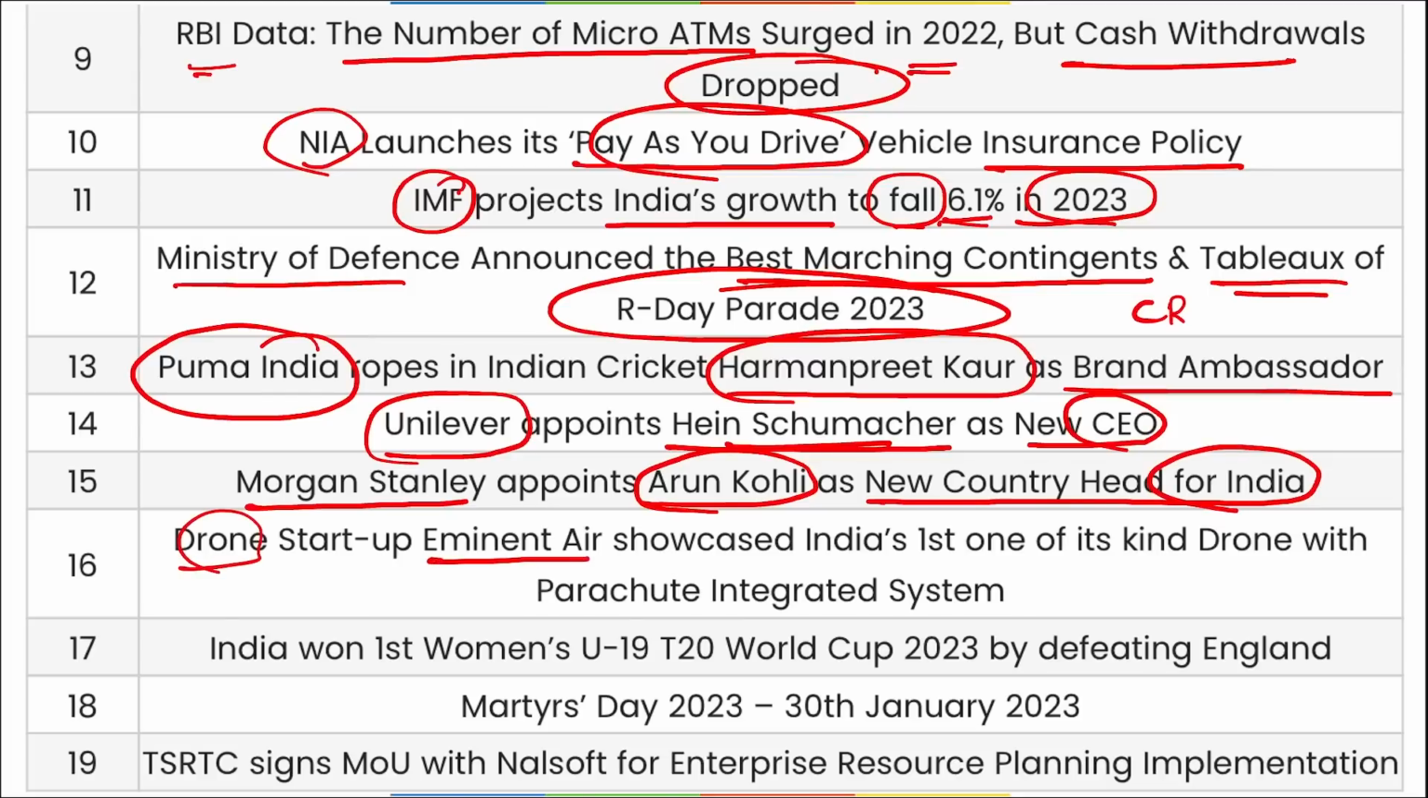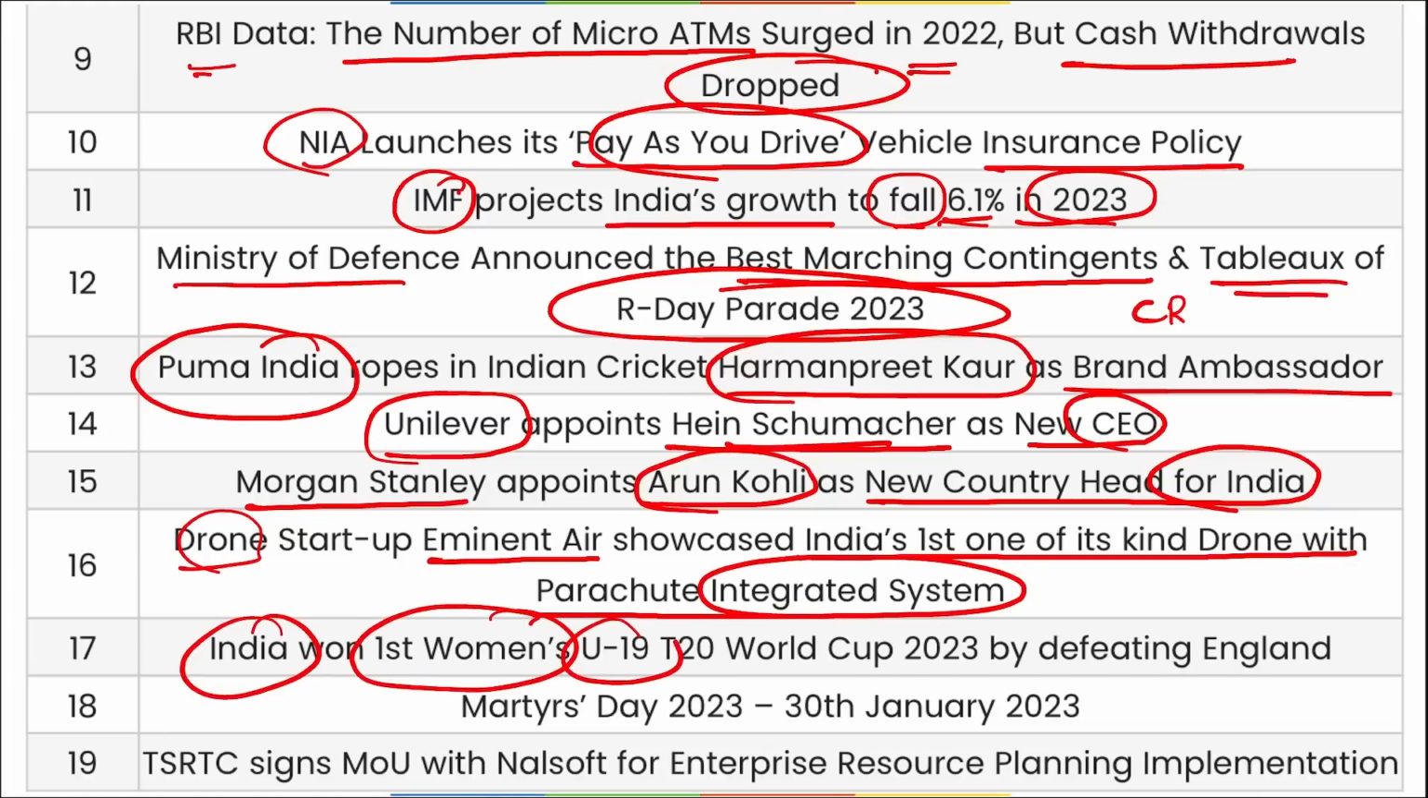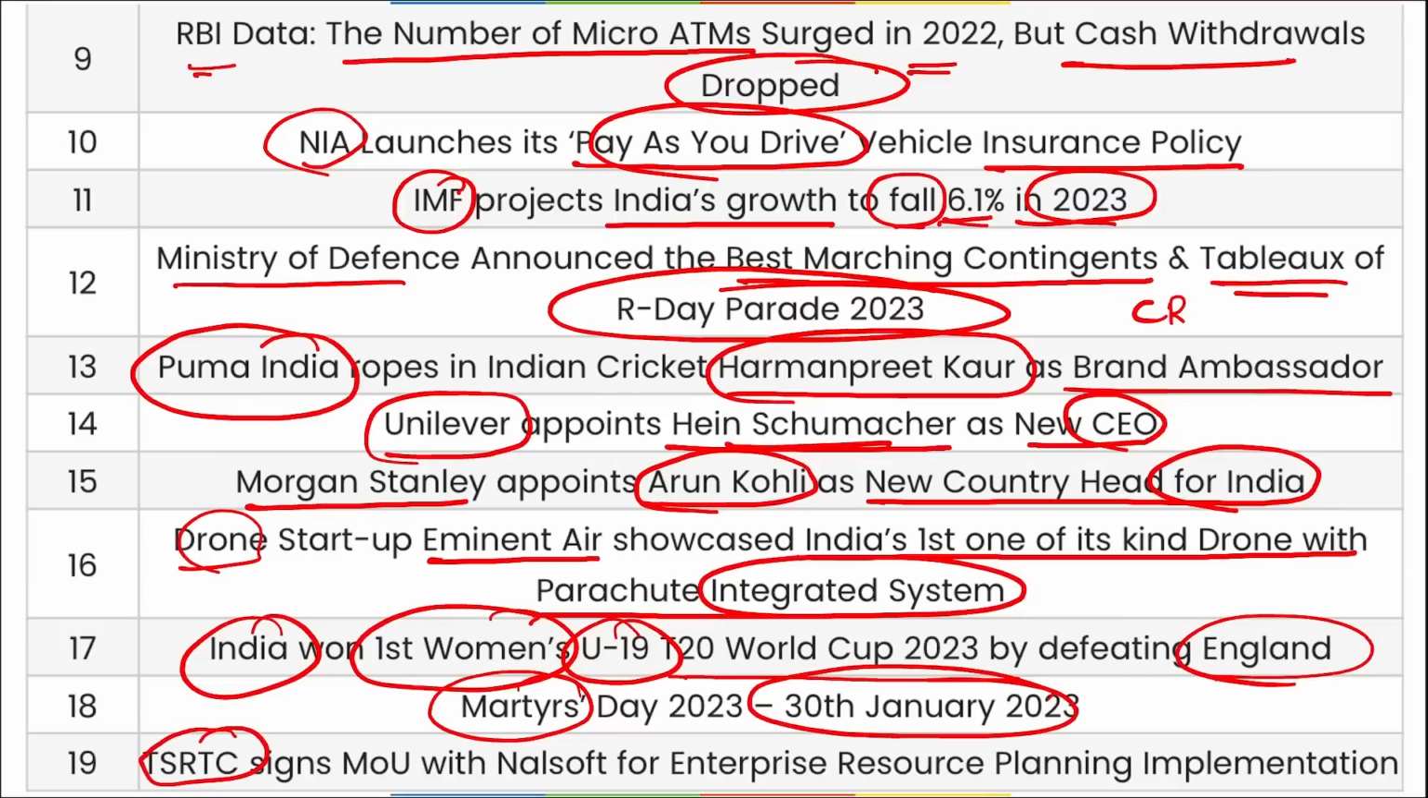Drone startup Eminent Air showcased India's first of its kind drone with a parachute integrated system. India has won the first women's Under 19 T20 World Cup 2023 by defeating England, and Martyrs Day is observed on 30th of January, whereas TSRTC signed an MOU with Nalsoft for enterprise resource planning and implementation.